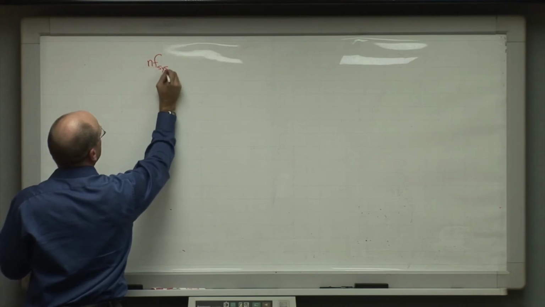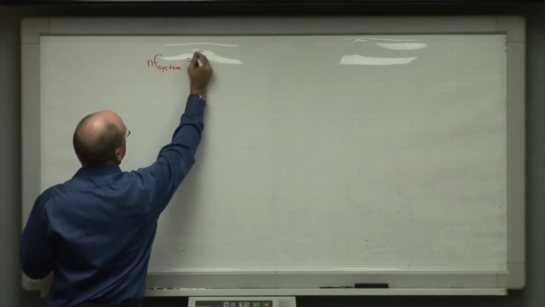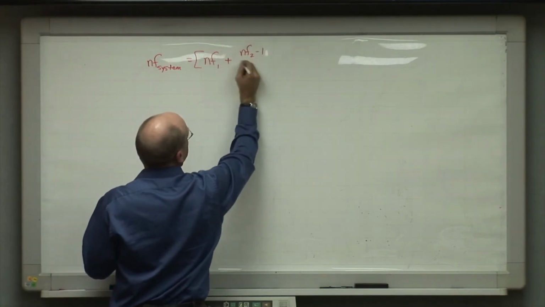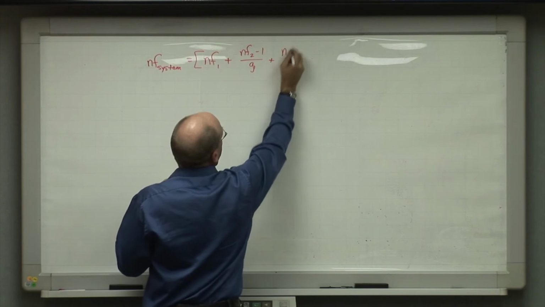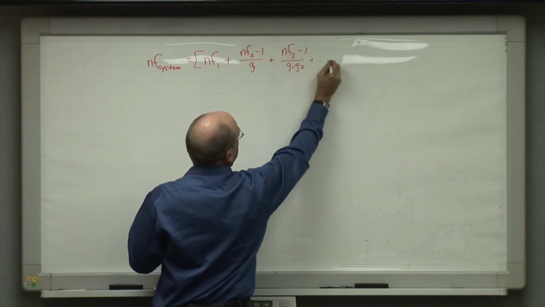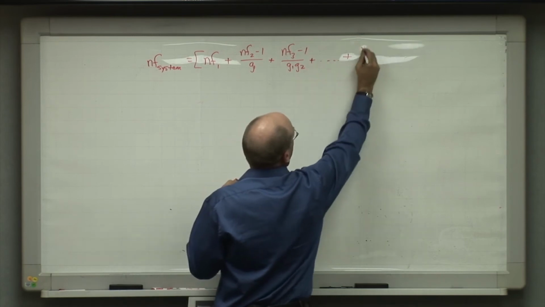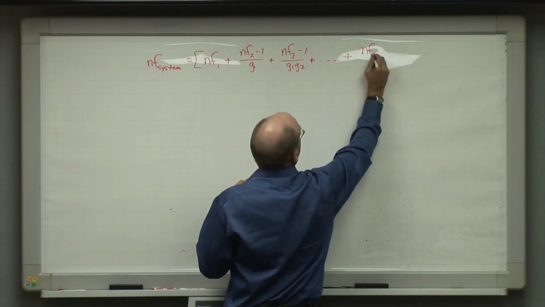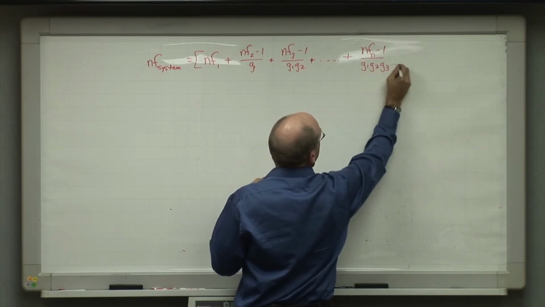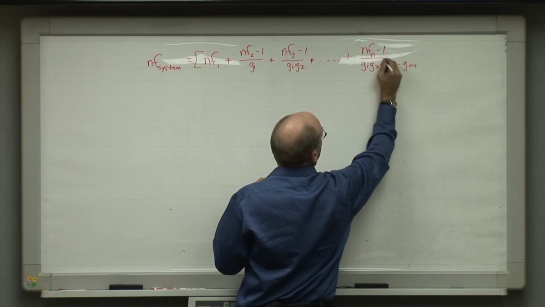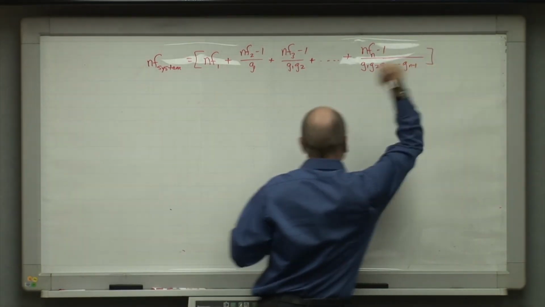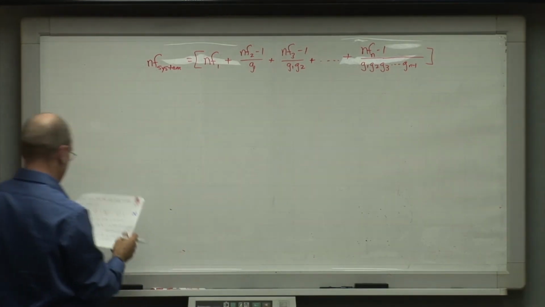So, again, I'll just reiterate this here so we have it. Noise factor for the system is equal to noise factor 1 plus noise factor 2 minus 1 over G1 plus noise factor 3 minus 1 over G1, G2 plus, and so forth, all the way up through noise factor n minus 1 over G1, G2, G3, etc., up to G sub n minus 1. Okay. For the system. That was our important equation.